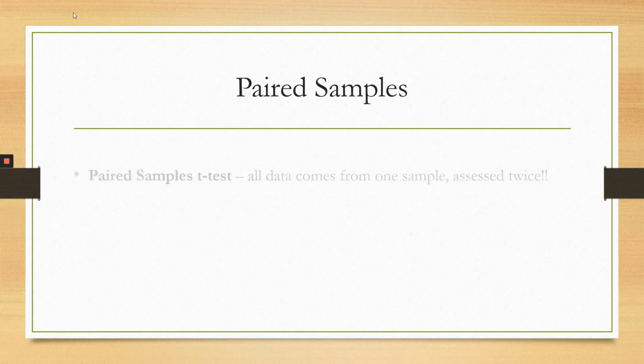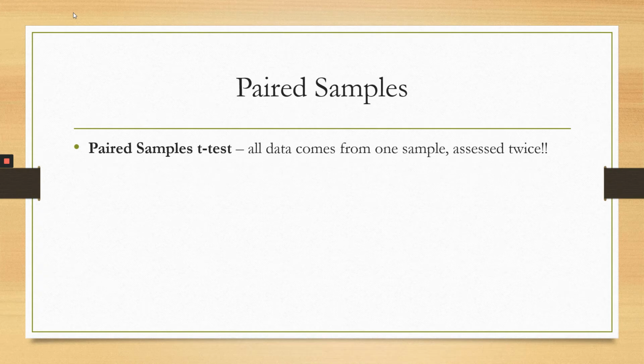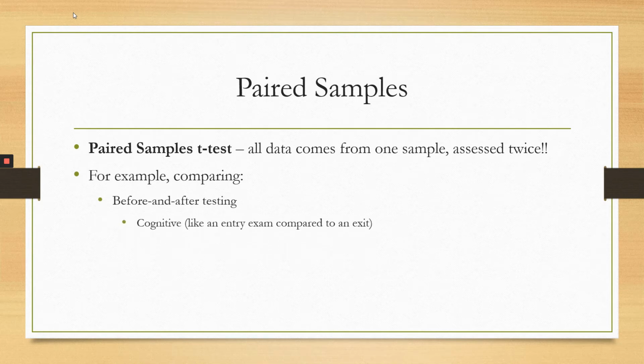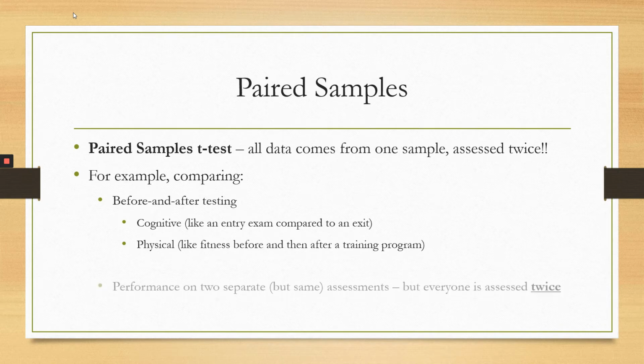The other one is a paired samples t-test. All the data comes from the whole big group, but we look at it twice. For example, looking at before and after testing, like a cognitive pre-test entry exam versus a post-test exit exam, or physical, like how physically fit a group was before, and then after a training program. So we're comparing before and after.